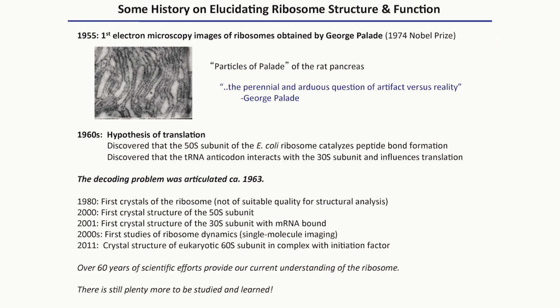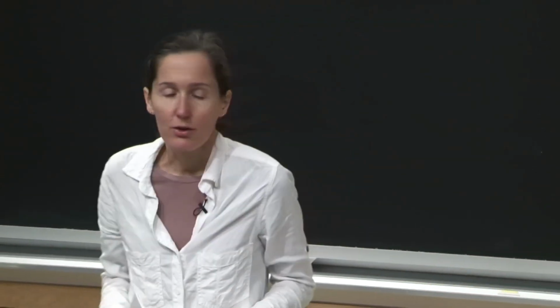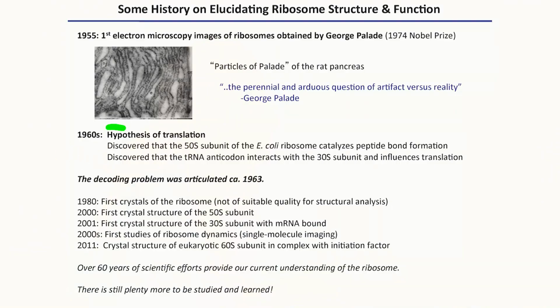So just to keep in mind, the hypothesis of translation, which is easy for us to take for granted these days, goes back into the 60s. There were studies during the 60s that resulted in the discovery that the 50S subunit of E. coli ribosomes catalyzes peptide bond formation. And it was discovered that the anticodon of the tRNA interacts with the 30S subunit, and that was important for translation. So this decoding problem, effectively, how do we get from mRNA to protein, was also articulated in the early 60s. And this was a puzzle for basically 4 decades.